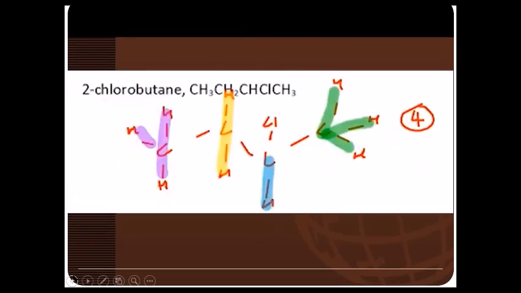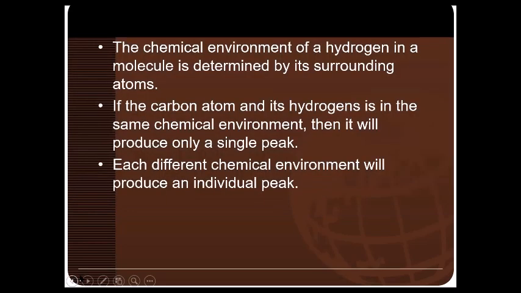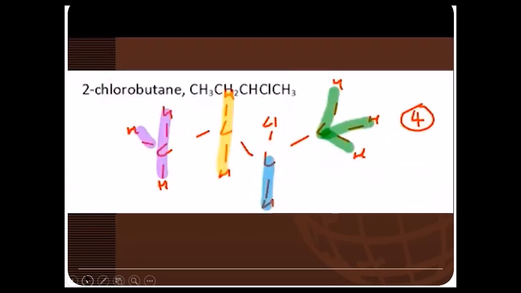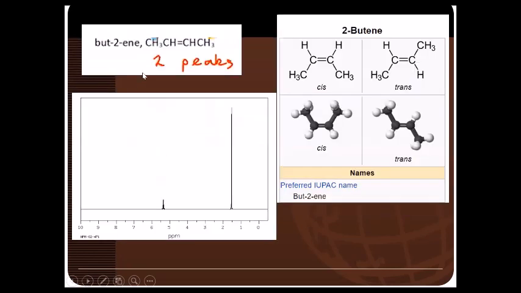Okay, now, sorry, let's go back to but-2-ene, or 2-butene. CH3, CH, and then there's a double bond, CH and CH3. Now, this diagram, I just got off the internet for you. I showed you quite a few things.